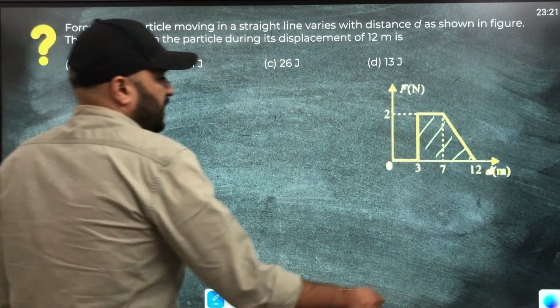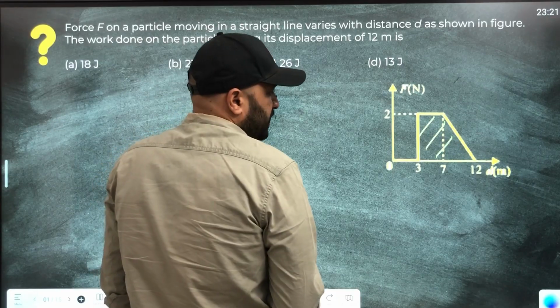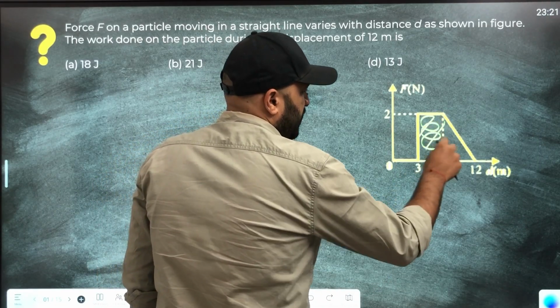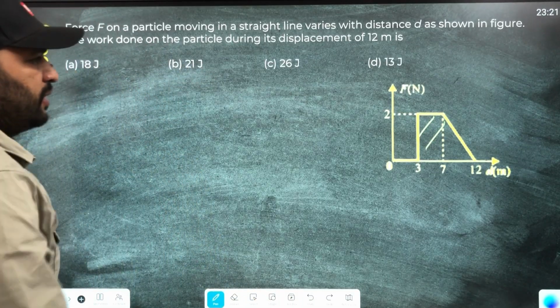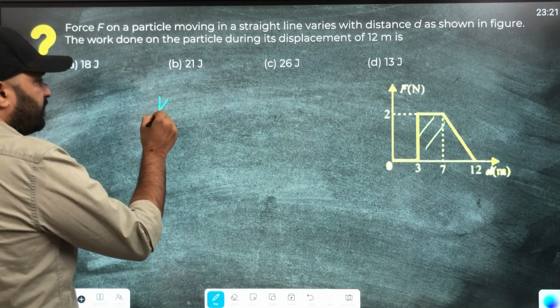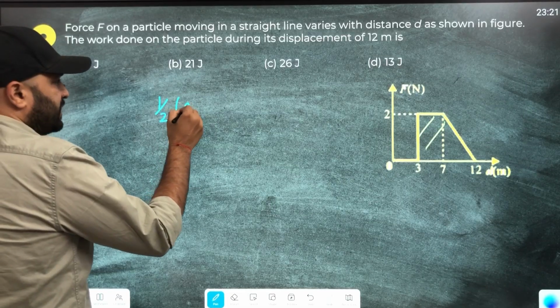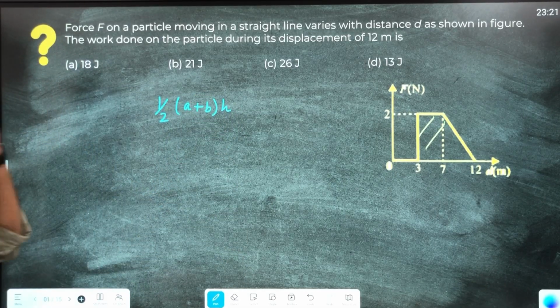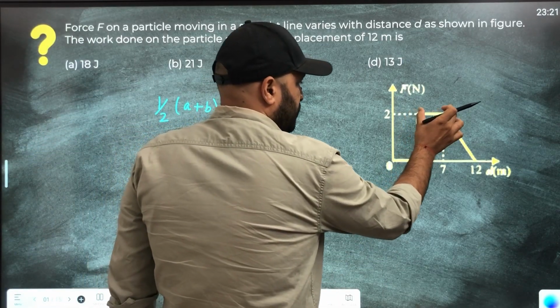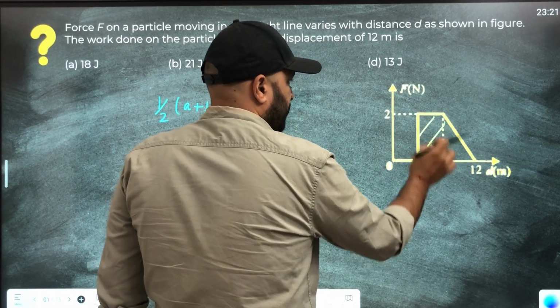So how do you find the area? You can directly find the area of the trapezium. So what will be our area of trapezium? It will be half the sum of parallel sides, a plus b, into the height between them, right? Where a here is this distance. So this distance we can see here, it is 3 to 7, which is 4.